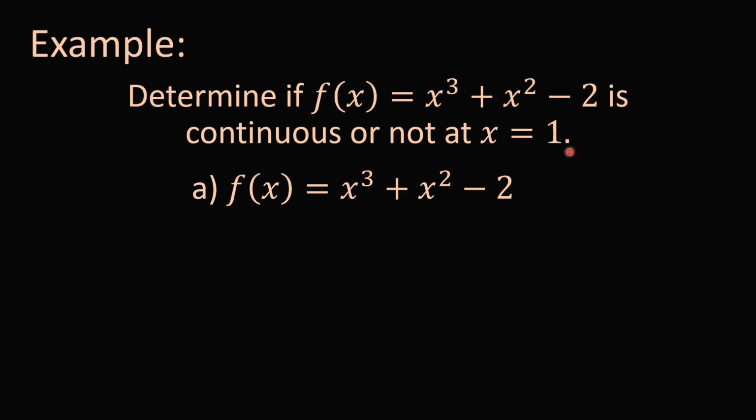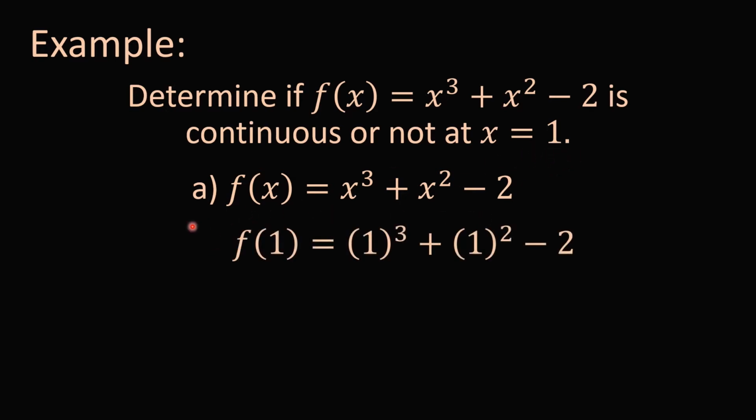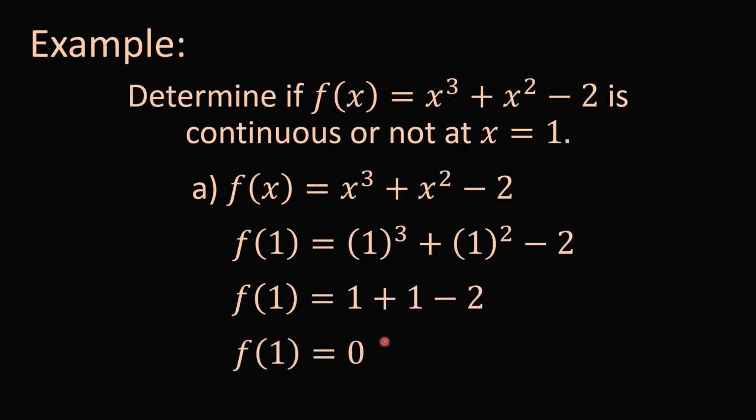In this case, we're going to substitute x is equal to 1. So it will become f of 1 is equal to 1 cubed plus 1 squared minus 2. Let's simplify it. So we will have 1 plus 1 minus 2. Simplifying further, we get f of 1 is equal to 0. So our f of a is defined, because the answer we got is 0, or any number as long as it does not become undefined. Therefore, we can say that f of 1 exists.